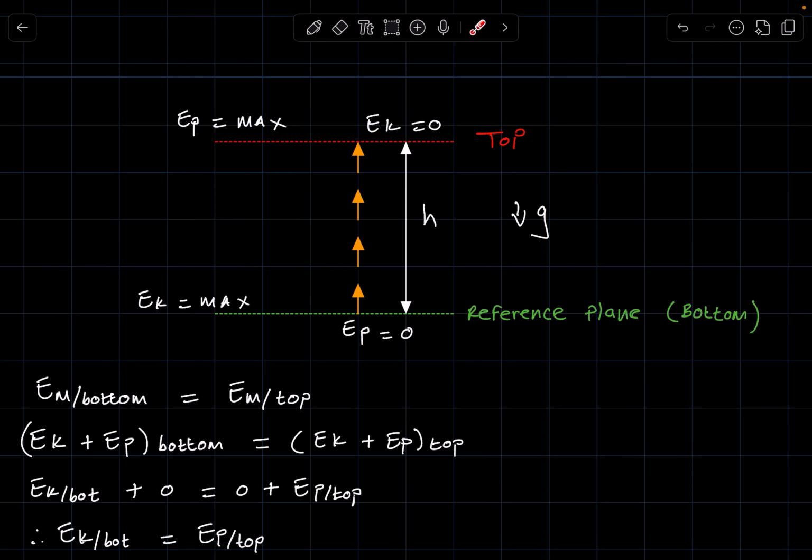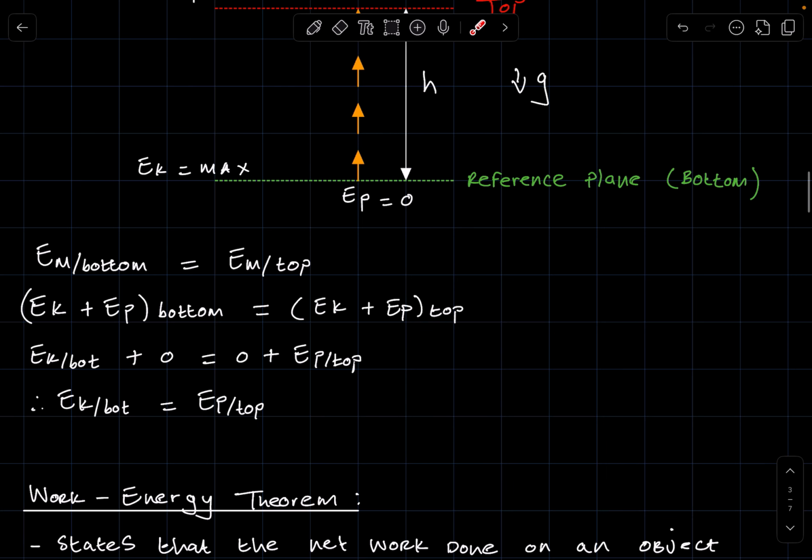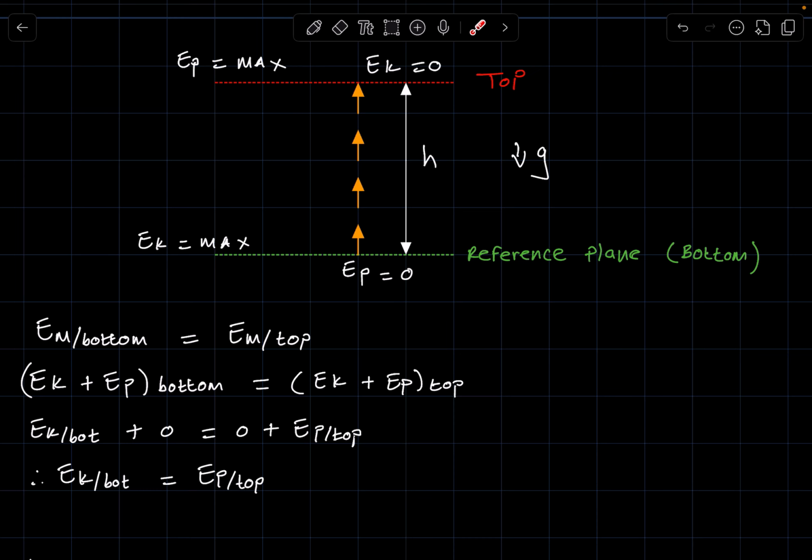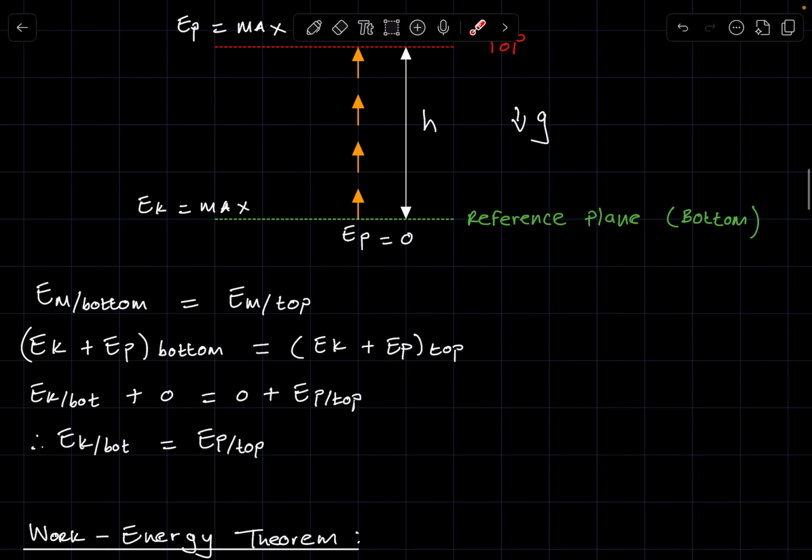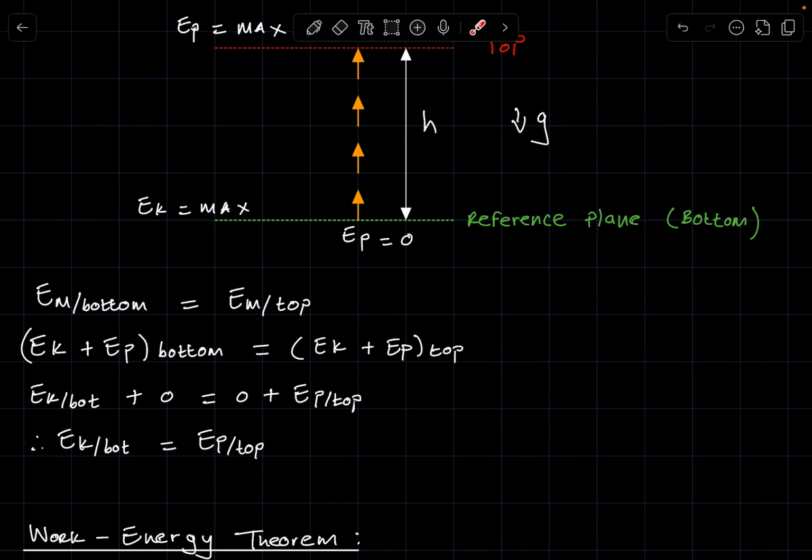Now let us use the bottom and the top. Mathematically, remember I said the mechanical energy between any 2 points along the object's motion is equal. So let us take this point and this point. Those are 2 points along this object's motion, the bottom and the top. Looking at those 2 points, we then say the mechanical energy at the bottom is equal to the mechanical energy at the top. Now, what is mechanical energy equal to?